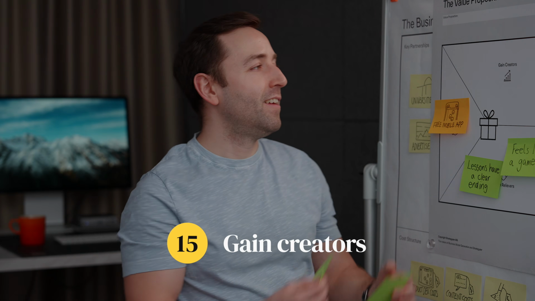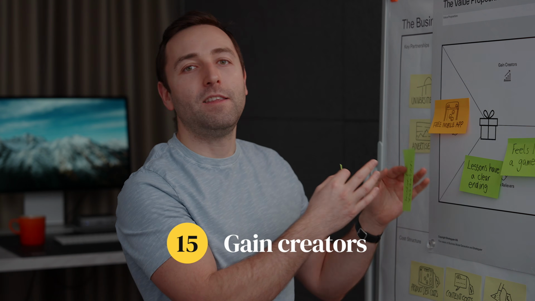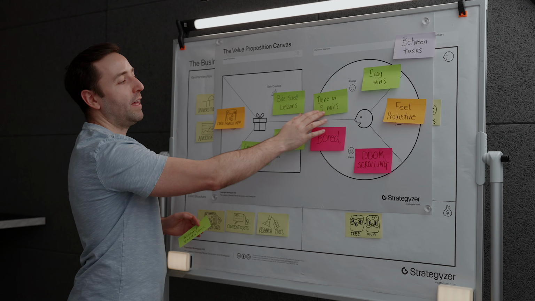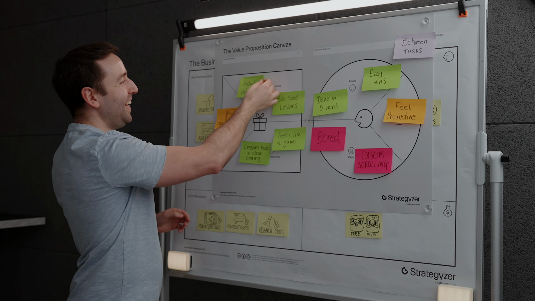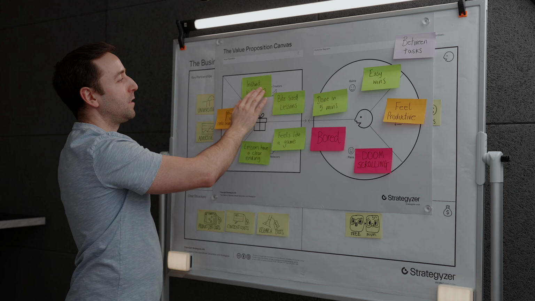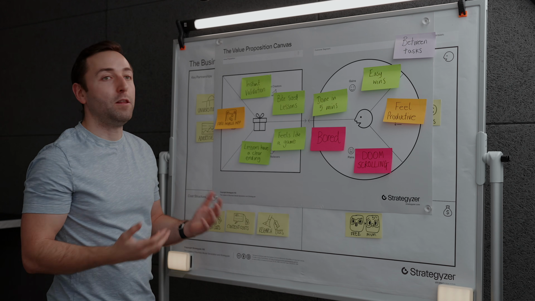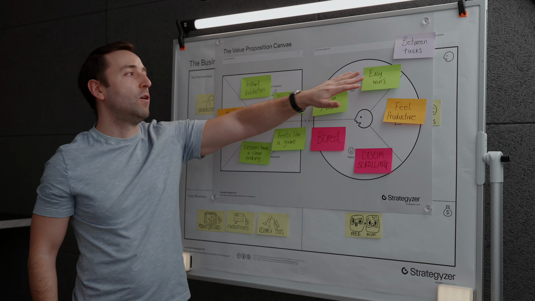Number 15 are the gain creators. These are the things that help you achieve your desired results. So here you have the bite-sized lessons, which help you get done in 5 minutes. And you get the instant validation of being able to complete your session and continue your streak, and also maybe get some XP in the process, which helps you achieve those easy wins. So that's Duolingo's business model.